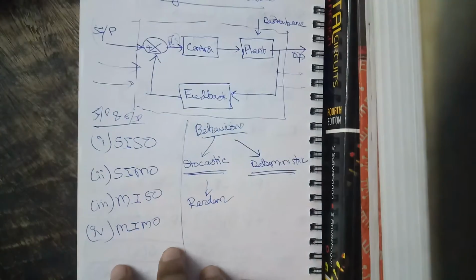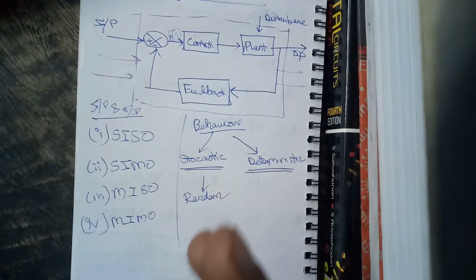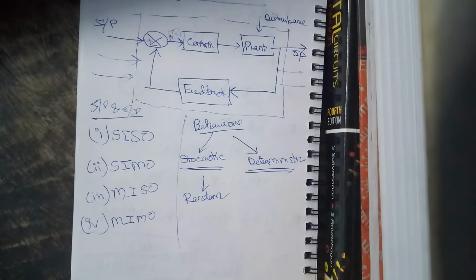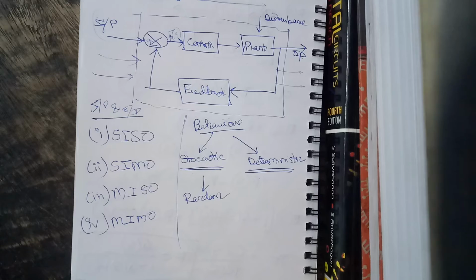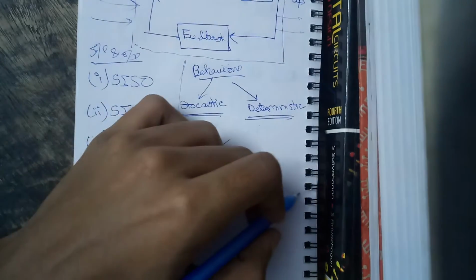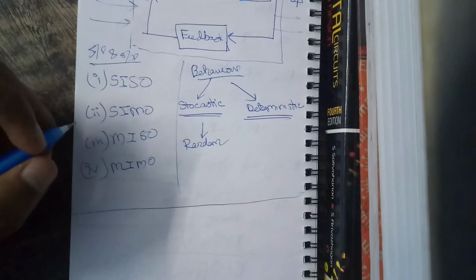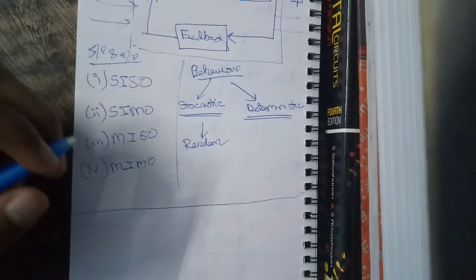Whereas a deterministic system is a system in which we can predict how the system will respond. That is, it is a system whose behavior is predictable. So we can know how it will behave for a particular type of input. So this is the system structure basically. Now we'll move on to the PZ map, that is, the pole zero map of a system.